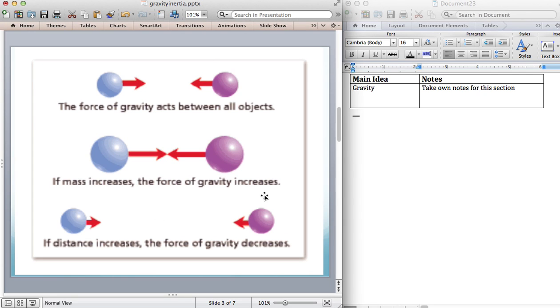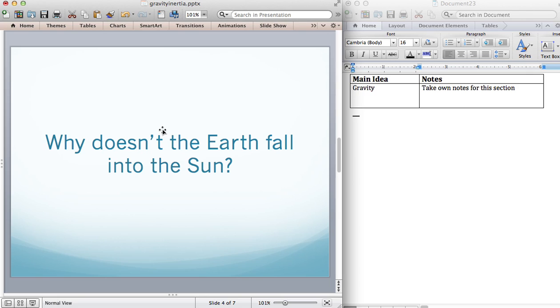Alright, and this diagram just kind of shows how this works. Force of gravity acts between all objects, tries to pull them together. If mass increases, the force of gravity increases. And if distance increases, the force of gravity decreases. So this might be a good diagram to sketch into your notes that would help you visually illustrate how these things work.